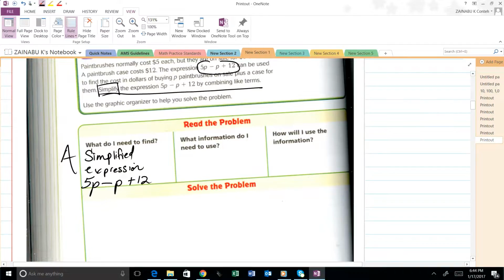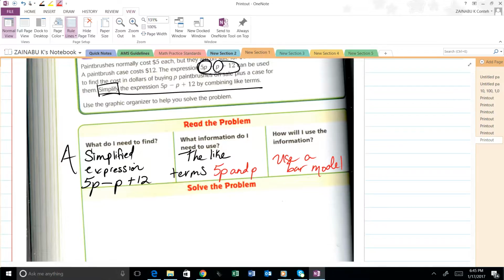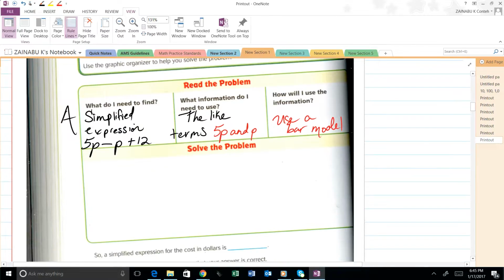What information do I need to use? Just like the last problem, like terms. Which terms are alike? Well, I believe the 5p and p, correct? Well, how will I use the information? I'm going to use a bar model. And that bar model is actually going to be shown slightly different this time. All right, let's go ahead and solve the problem.